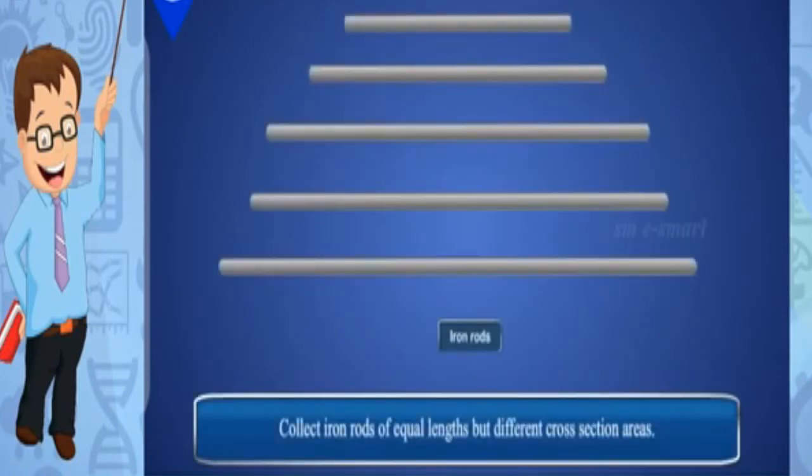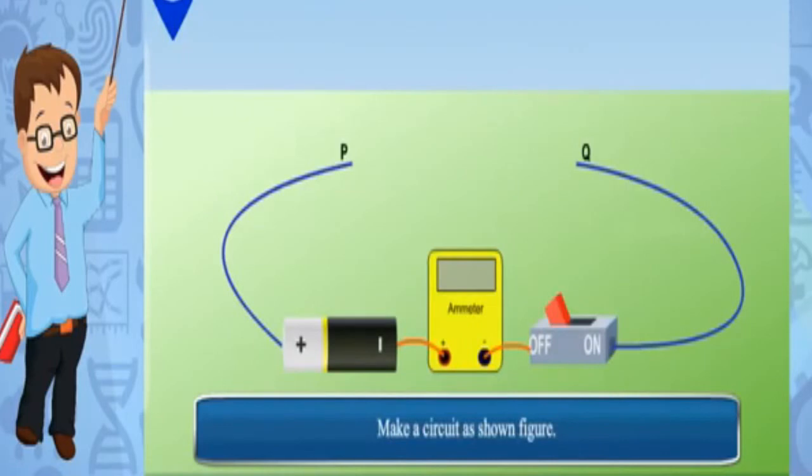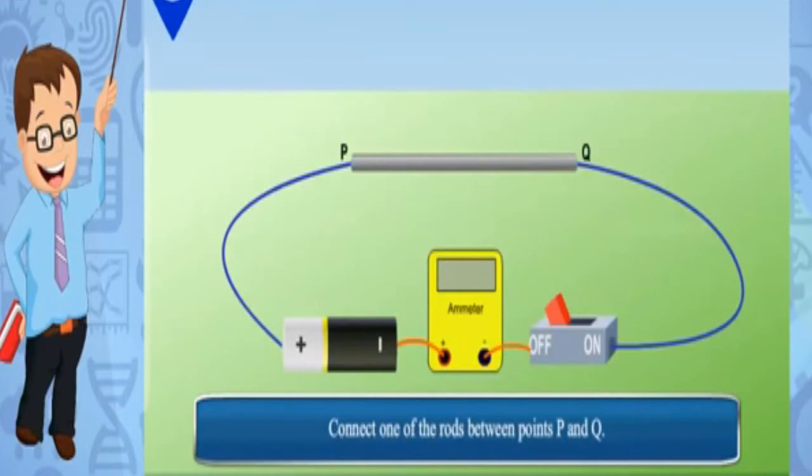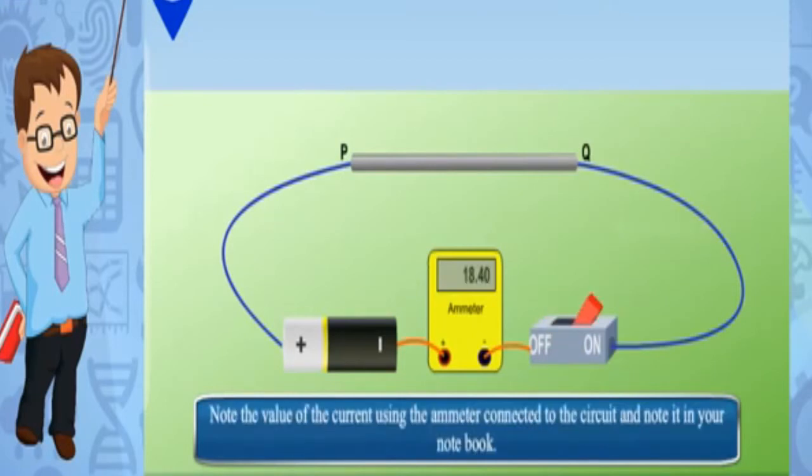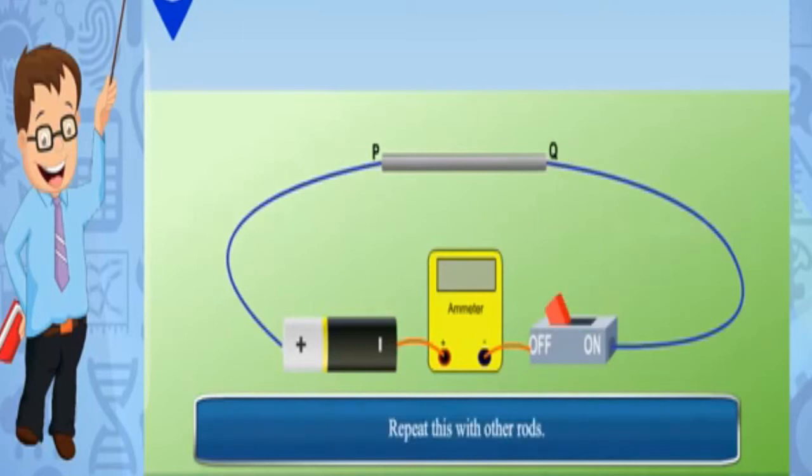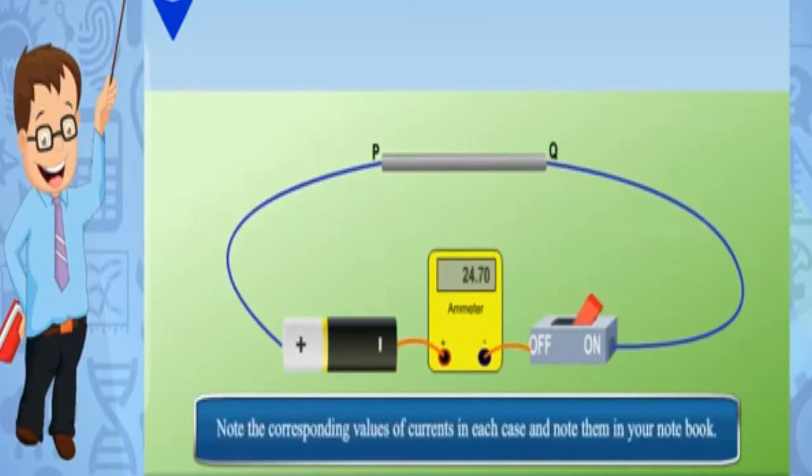Cross-section area and resistance. Collect iron rods of equal length but different cross-section areas. Make a circuit as shown in the figure. Connect one of the rods between points P and Q. Note the value of the current using the ammeter connected to the circuit in your notebook. Repeat this with other rods. Note the corresponding values of currents in each case in your notebook.